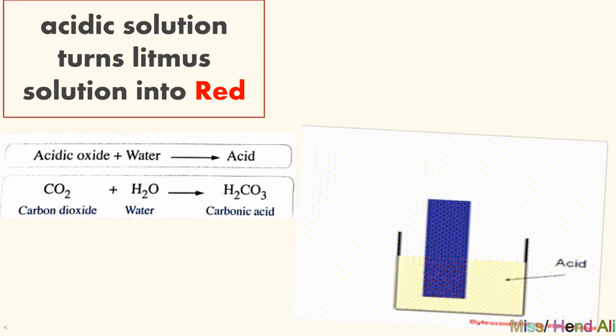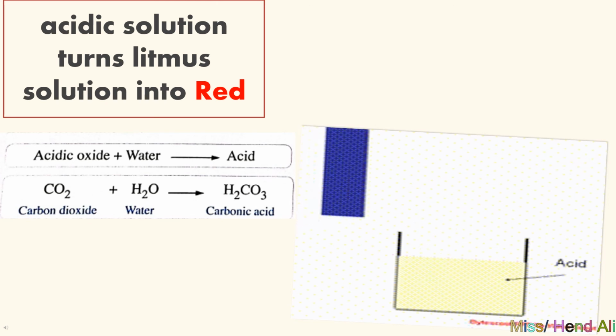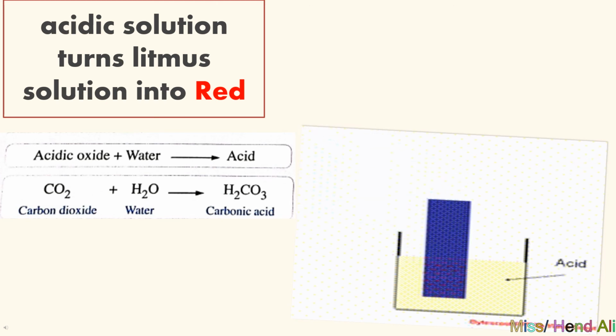When we add carbon dioxide gas, CO2, to H2O, which is water, the result is H2CO3, carbonic acid. So acidic oxide plus water gives acid. While with metals, we said that basic oxide plus water gives alkali. So basic oxide plus water gives alkali, while acidic oxide plus water gives acids. Don't forget this, keep this in your mind.